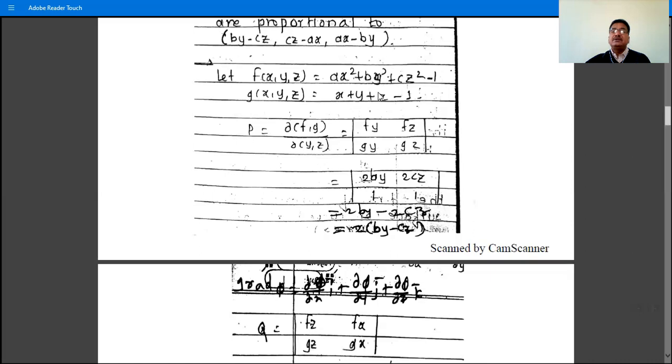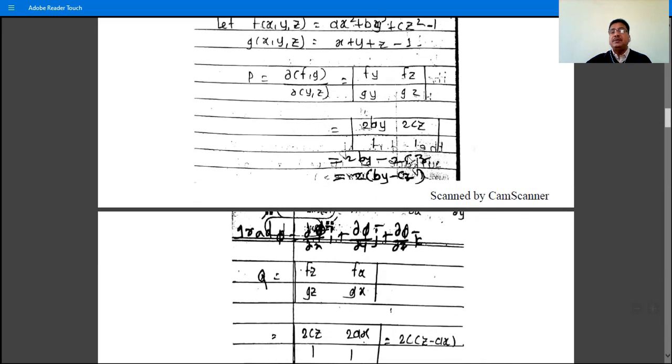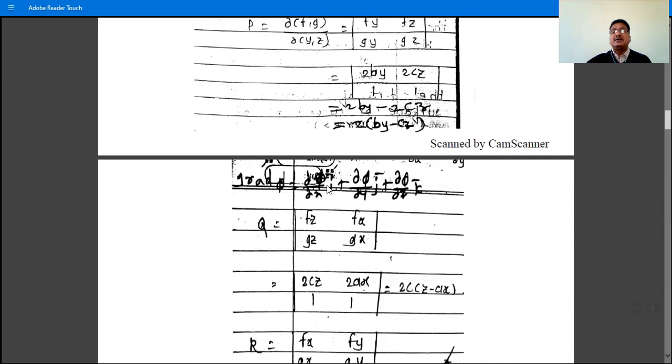Gy, the derivative of this quantity with respect to y: derivative of x is 0, derivative of y is 1, derivative of z is 0, derivative of minus 1 is 0. So the answer is 1. And gz is 1 similarly, and the answer is 2by minus 2cz. Take 2 as common: by minus cz.